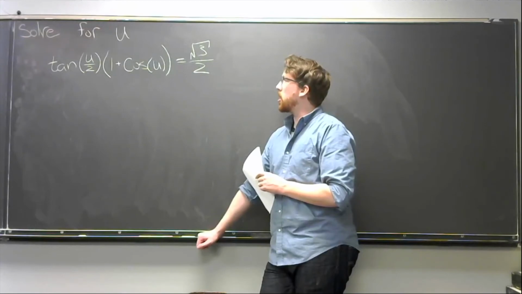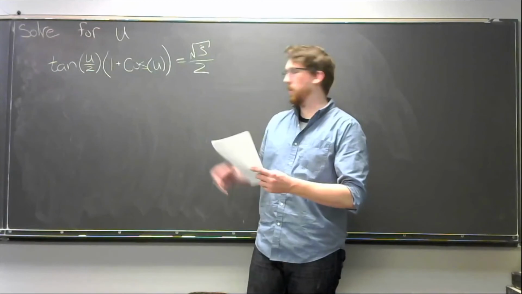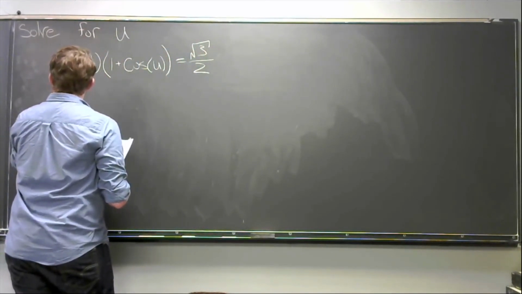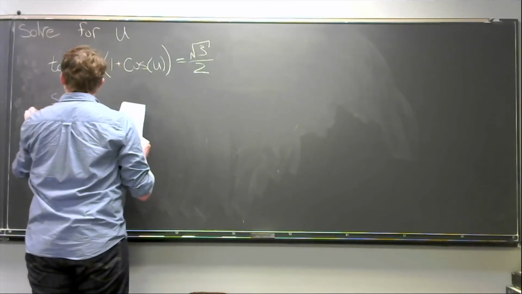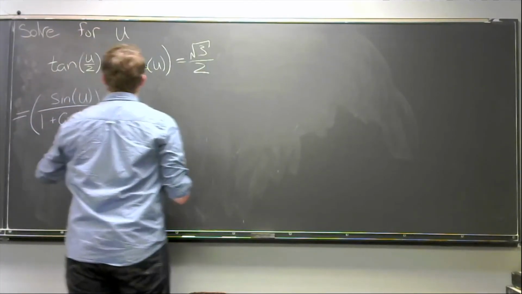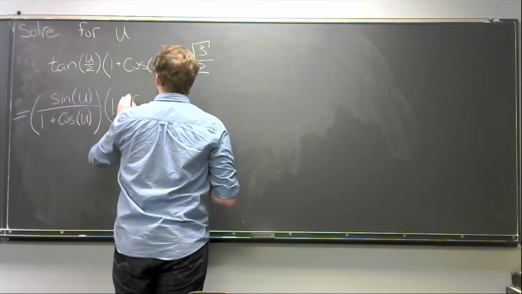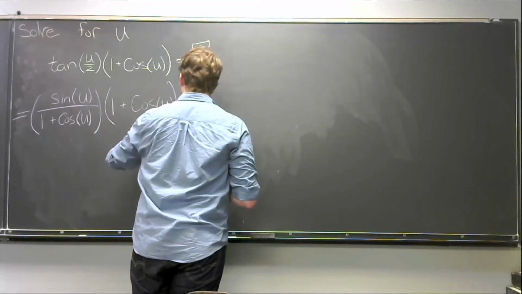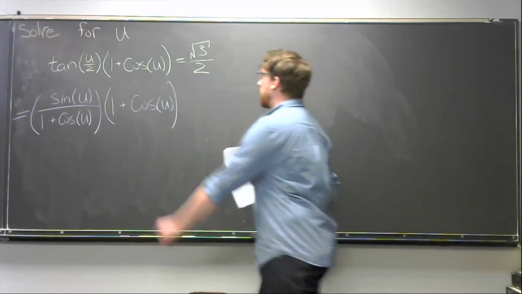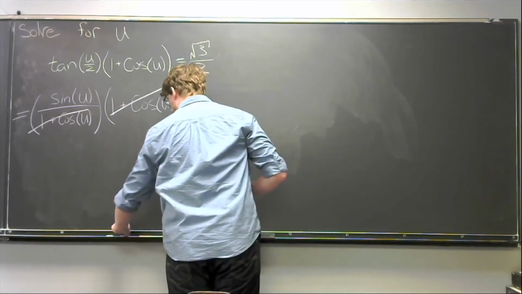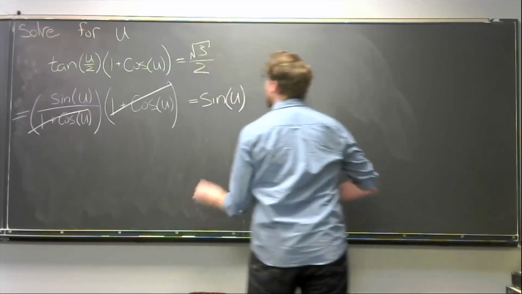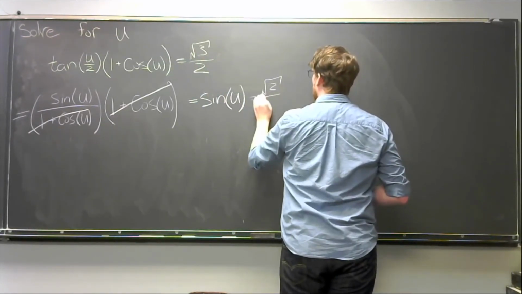All right. So for this next problem, the hint that's provided makes this pretty quick and easy, right? The hint tells us that the tangent of u over 2 is equal to sine of u divided by 1 plus the cosine of u, and all of that's going to be multiplied by 1 plus the cosine of u. So now we get to do everybody's favorite part of math, cancel things out. And we're just left with the sine of u, which is equal to the square root of 3 over 2.